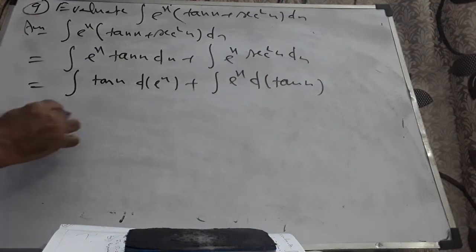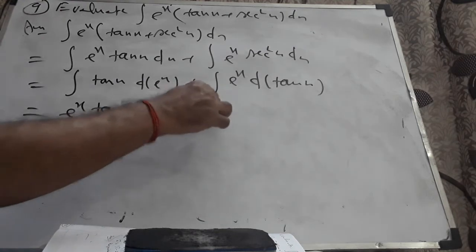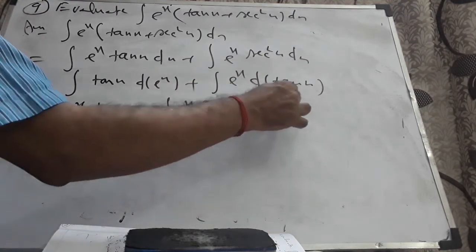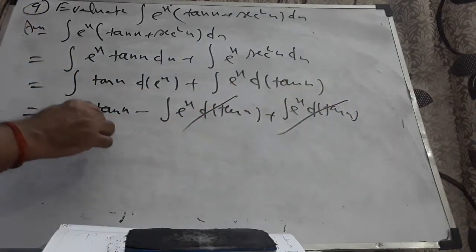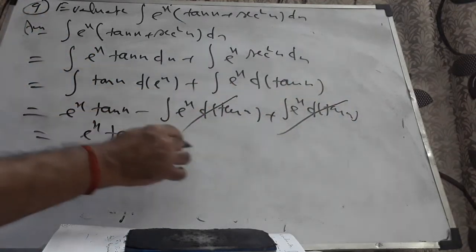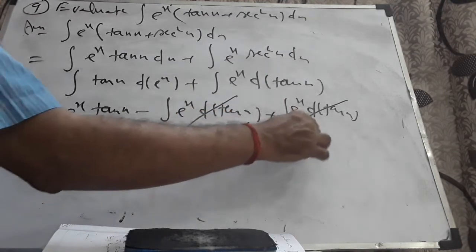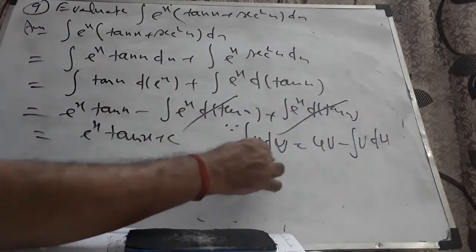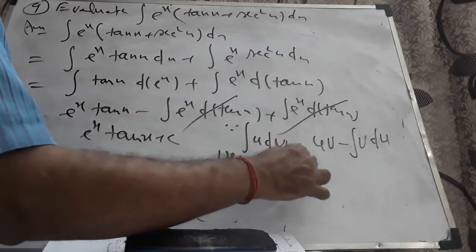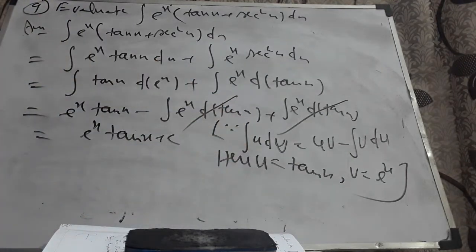Let me apply integration by parts. e power x tan x minus integral e power x d of tan x plus integral e power x d of tan x. These two plus minus will get cancelled. This is e power x tan x plus c. Here I am applying the rule integral u dv is equal to uv minus integral v du, and here instead of u I have tan x, instead of v I have e power x. Let me just repeat, I am making it into two different integrals.